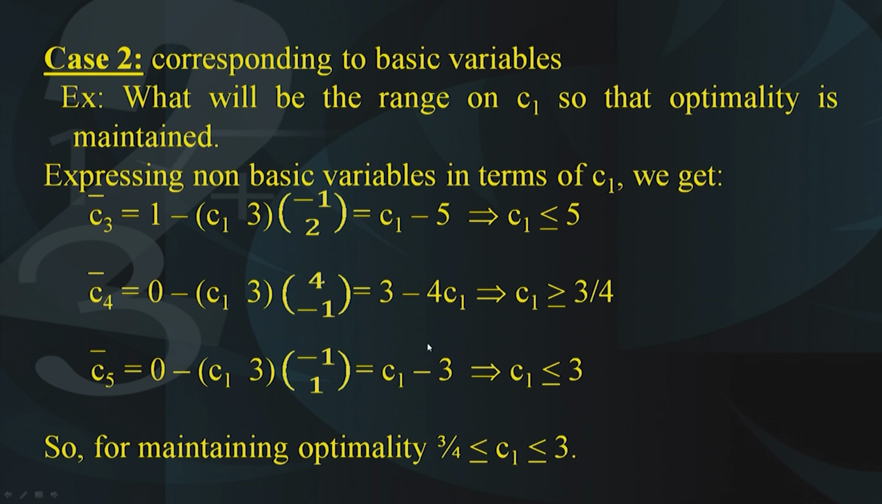And if you take the common value of all these 3 conditions, you get this common condition, that is the value of C1 should lie between 3 by 4 and 3. If this condition is satisfied, then automatically all these 3 conditions are satisfied. Therefore, for maintaining optimality, the value of C1 should lie between 3 by 4 and 3. Therefore, we have obtained a condition on C1 so that optimality is maintained.